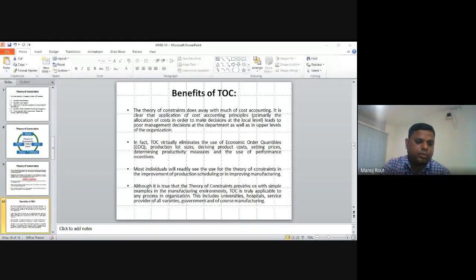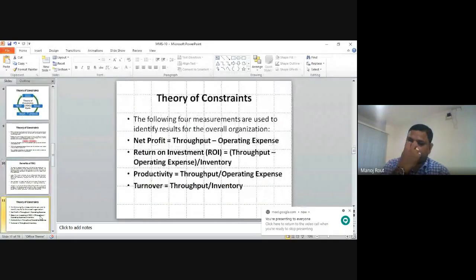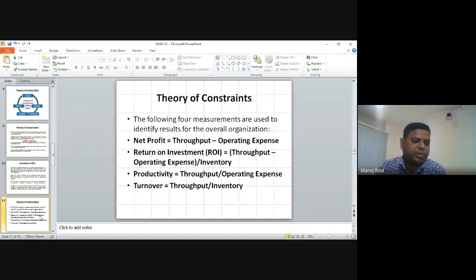So moving to the next one. These are the formulas basically used to calculate the following 4 measurements used to identify the result of the overall organization in the case of the theory of constraints. The first one is net profit, that is throughput minus operating expenses. The next one is return on investment, that is throughput minus operating expense divided by inventory. The next one is productivity, that equals throughput divided by operating expenses. And the last one is turnover, that equals throughput divided by inventories.